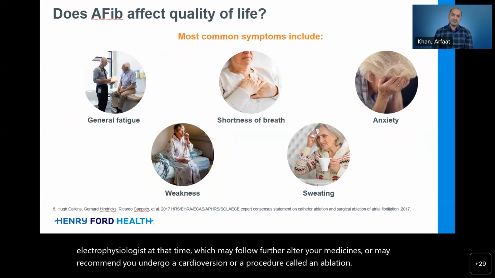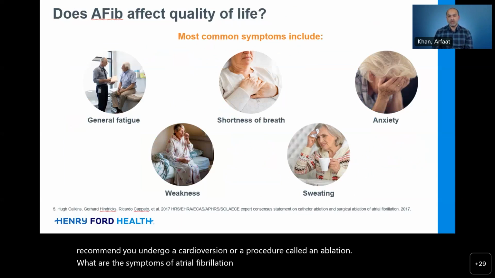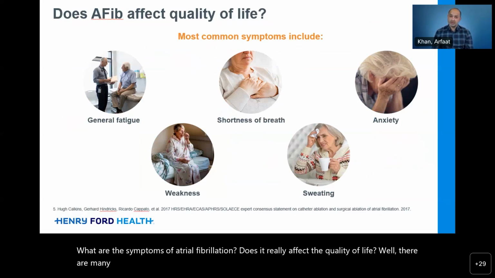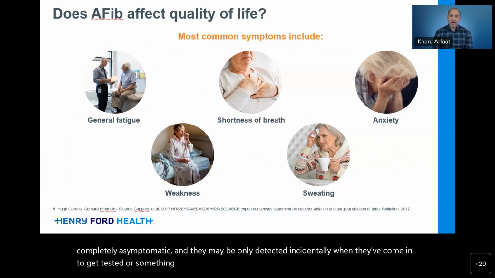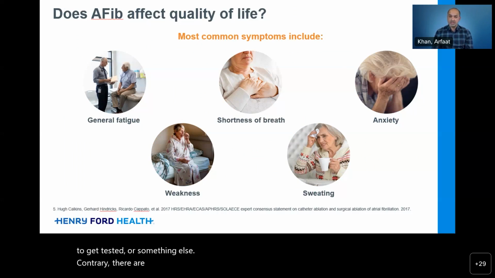Now, what are the symptoms of atrial fibrillation? Does it really affect the quality of life? Well, there are many patients that don't even know that they have atrial fibrillation. They may be completely asymptomatic, and they may be only detected incidentally when they've come in to get tested for something else. Contrary, there are many patients that actually have a lot of symptoms from atrial fibrillation.